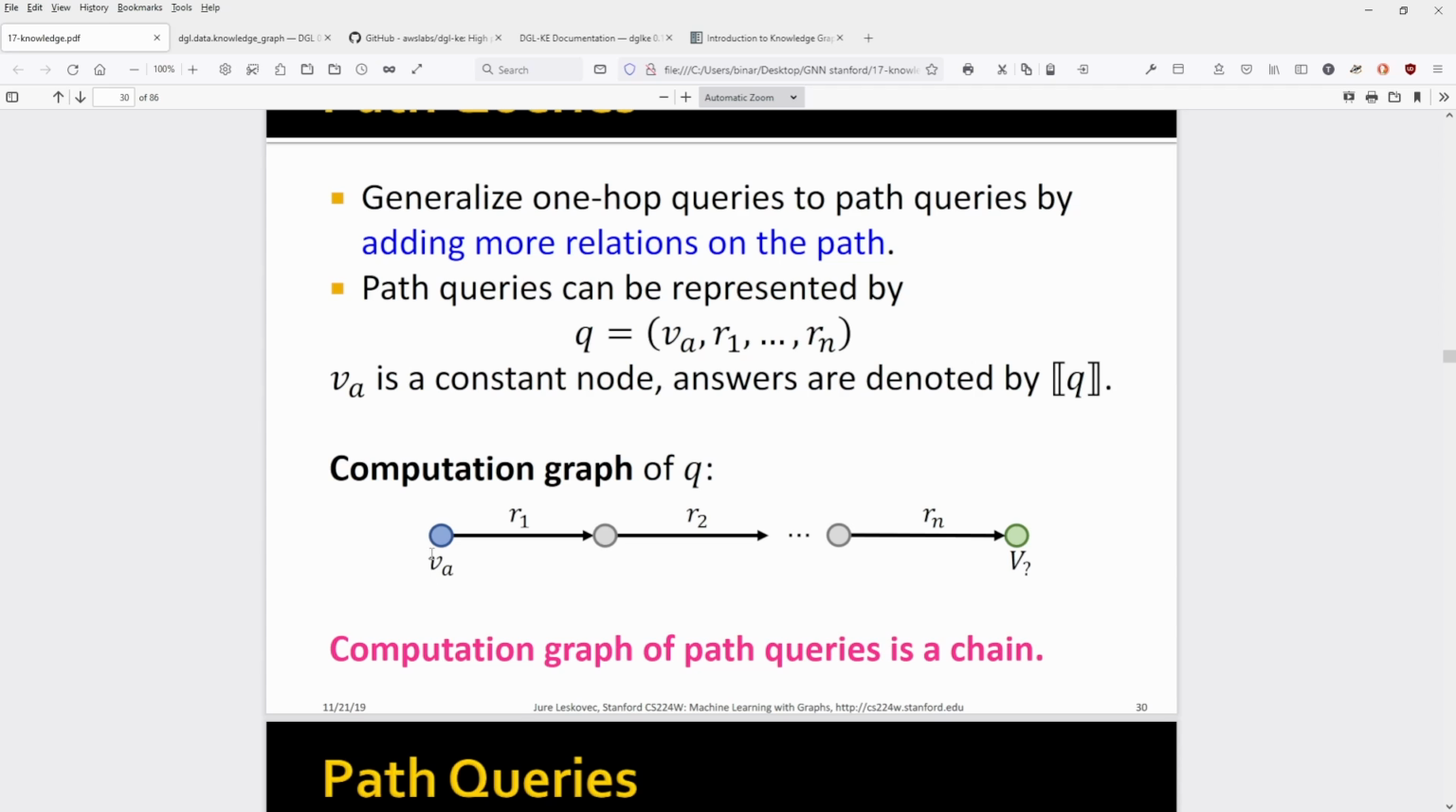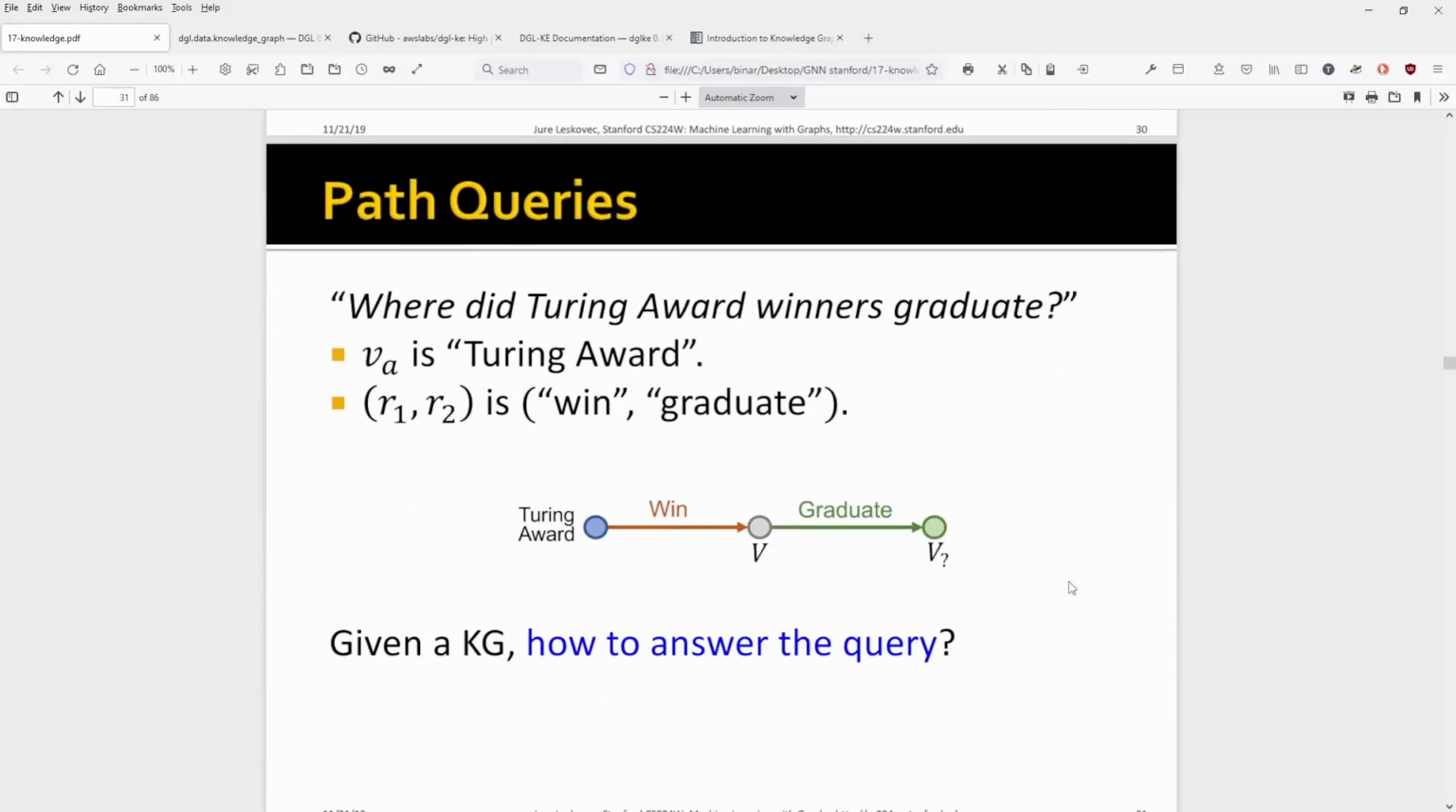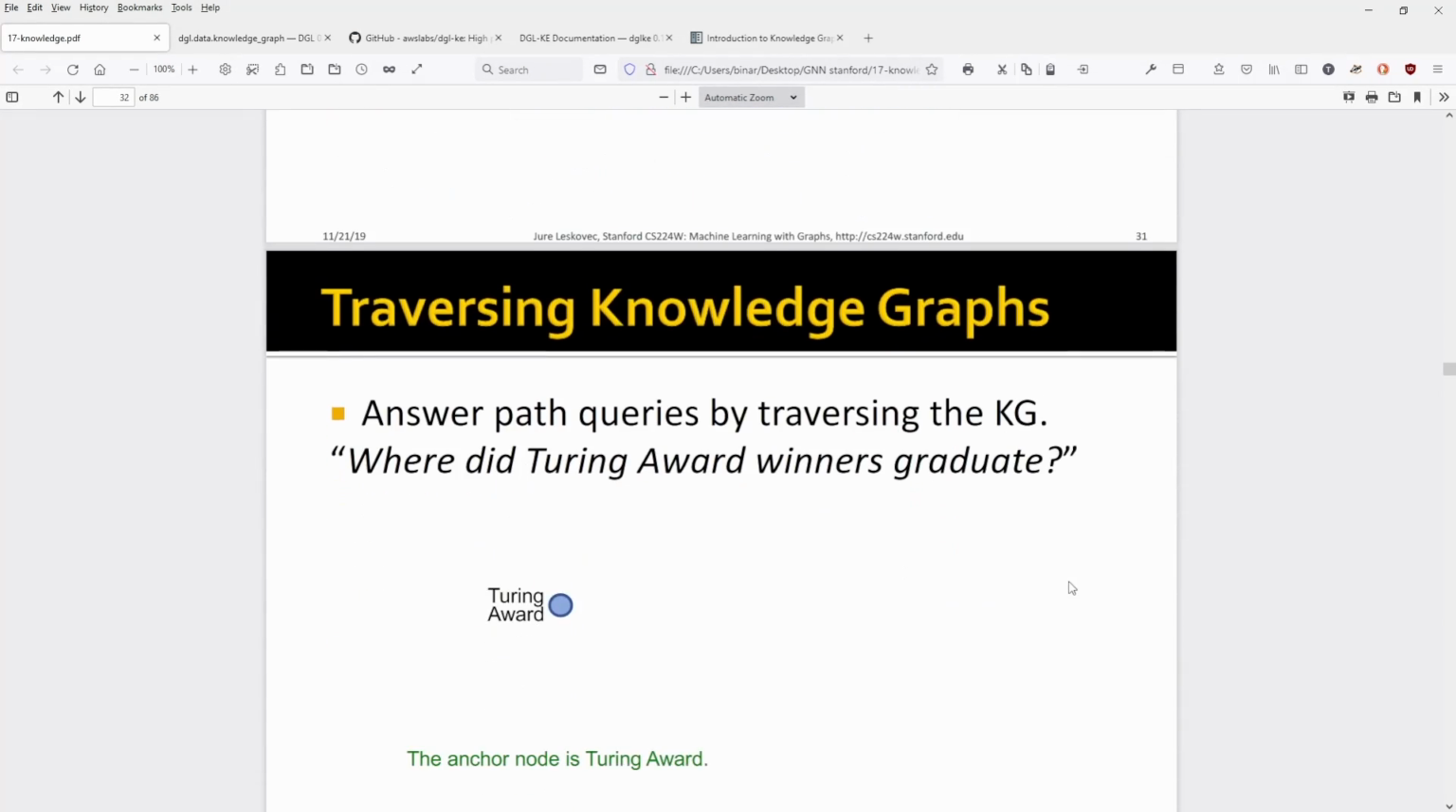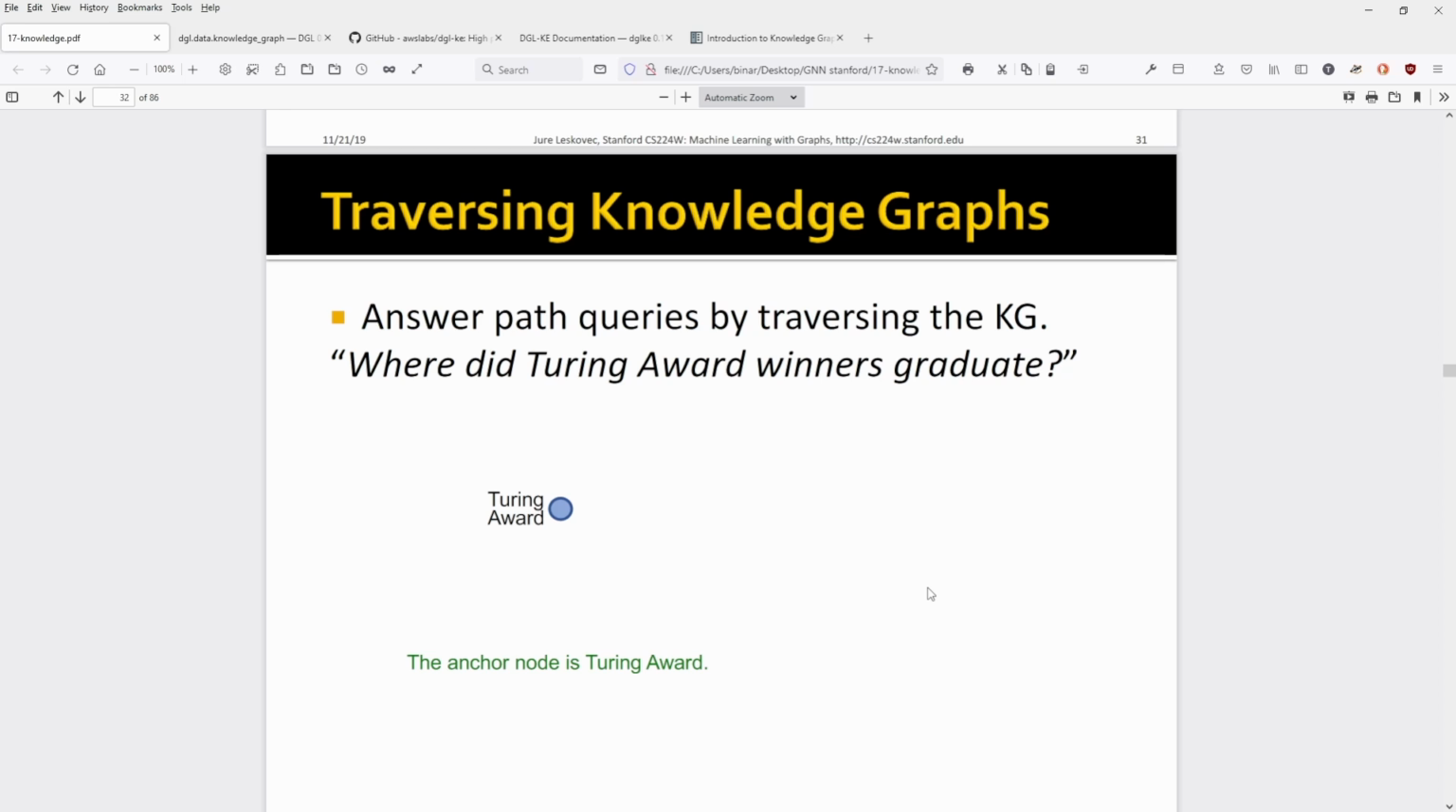So our computation graph, we start from a node and then we go to another node and then we add it. So we add different segments of a path, adding more relations on the path. So the path queries can be represented exactly by just adding all the different queries. And the computation graph of path queries is a chain. How to answer this query, of course? Well, we have to transform into our embedding space and do the calculation over there.